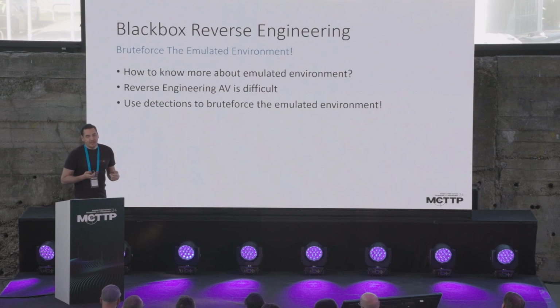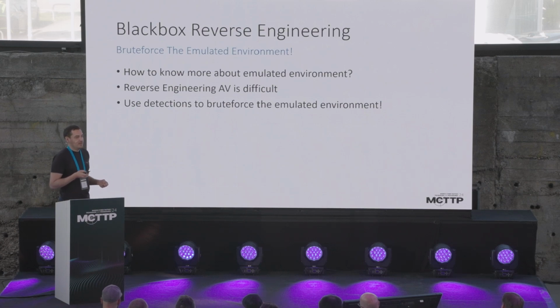I'm not very good at reverse engineering. I mean, I can do basic reverse engineering with Ghidra, stuff like that. But antivirus are protected processes, and it's very hard to reverse them. However, I found a method to black box reverse engineer them. The best way to know how the antivirus emulates the environment is just to ask the antivirus. So that's what I did. And how do you ask the antivirus? Well, you just create malicious samples.